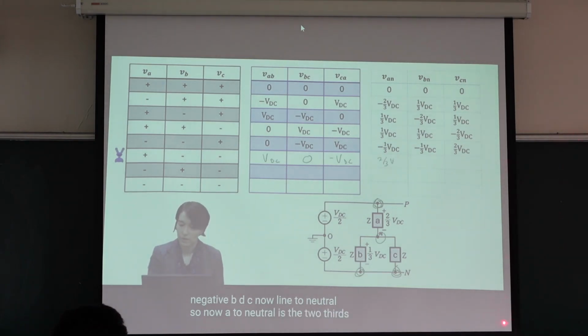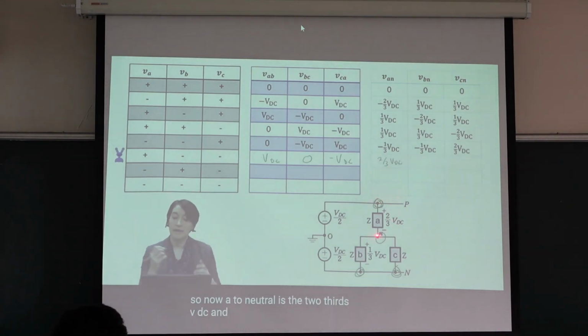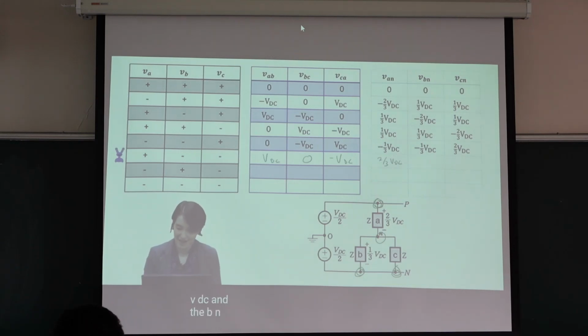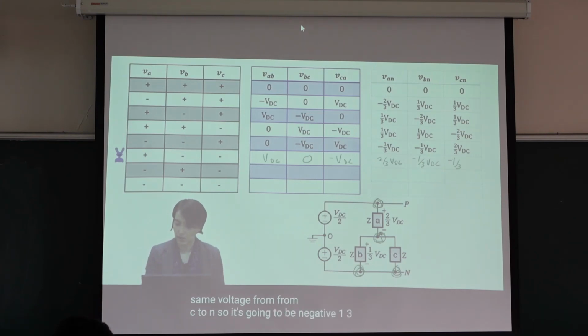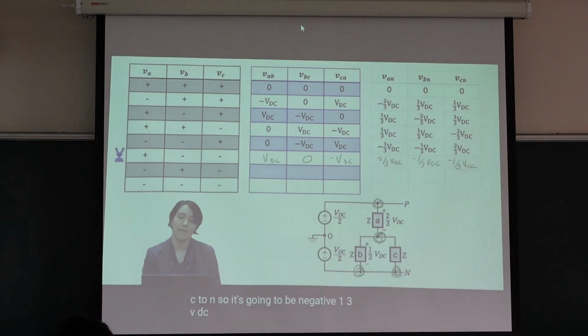So A to neutral is 2/3 VDC. The BN, B to neutral, is minus 1/3 VDC. And you can see C is going to be the same, minus 1/3. C to N is negative 1/3 VDC. Next one.